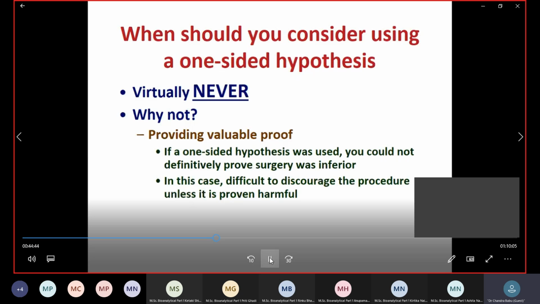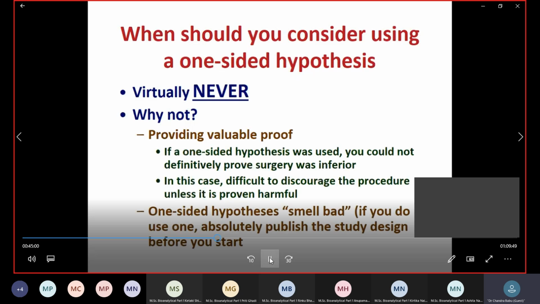Again, by the way, I only work with surgeons. I love surgeons, don't get me wrong. My closest colleagues are all surgeons, but they will not quit doing something unless you prove it's bad. A one-sided hypothesis also smells bad. If you use one, it's really hard to get your data published.